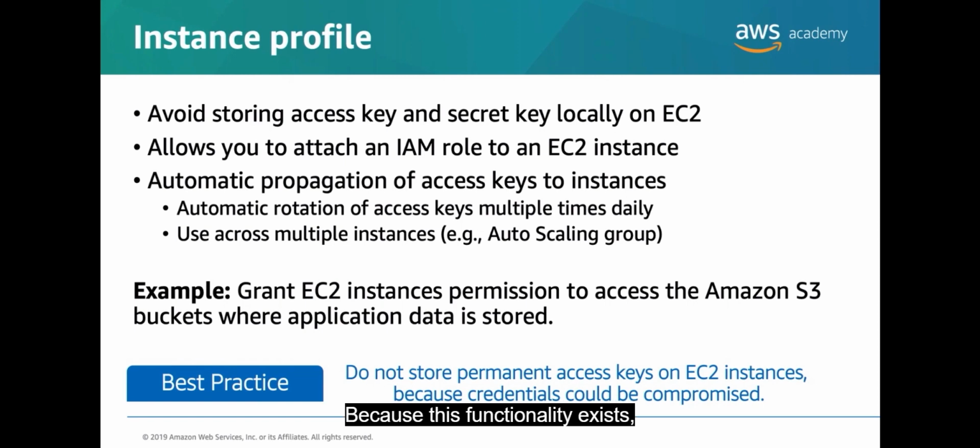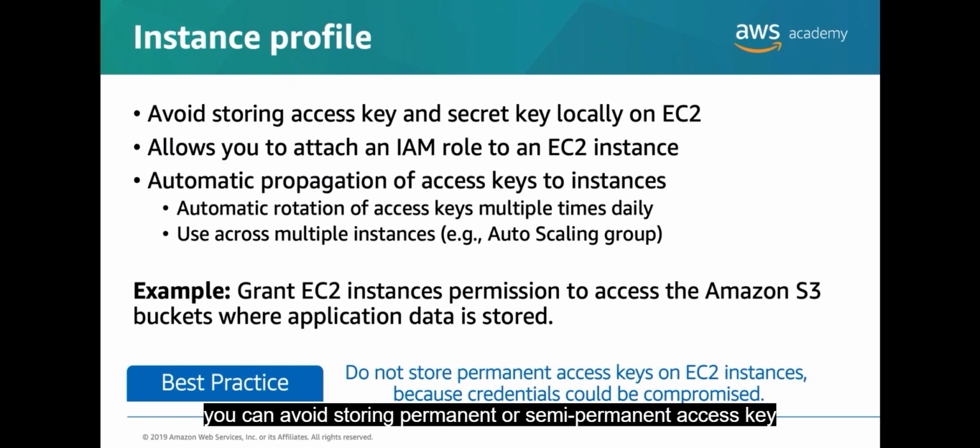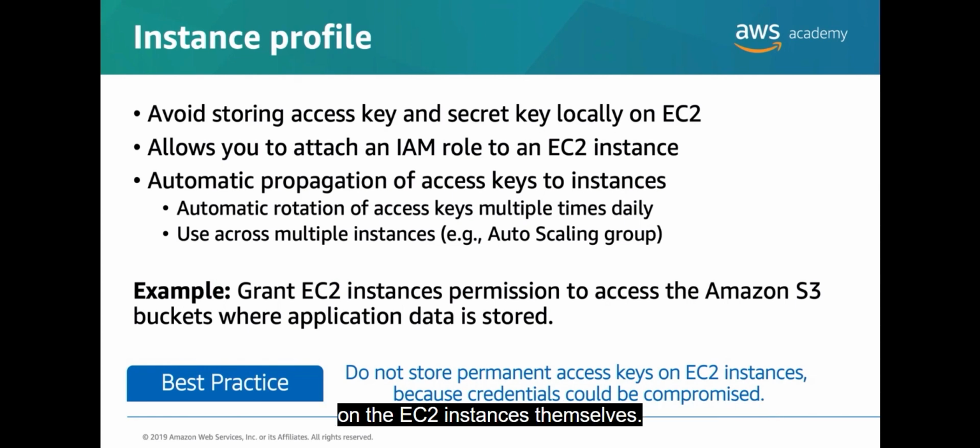Because this functionality exists, you can avoid storing permanent or semi-permanent access key and secret access key credentials on the EC2 instances themselves. Storing permanent access keys on EC2 instances is not a security best practice, and it should be avoided because credentials could become compromised. One example of where AWS account users can use an instance profile is when they want to grant an EC2 instance permission to access the S3 buckets where application data is stored.